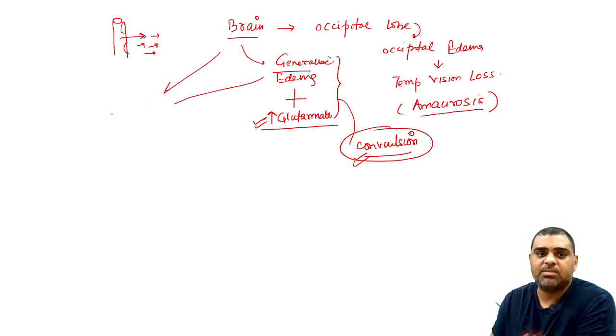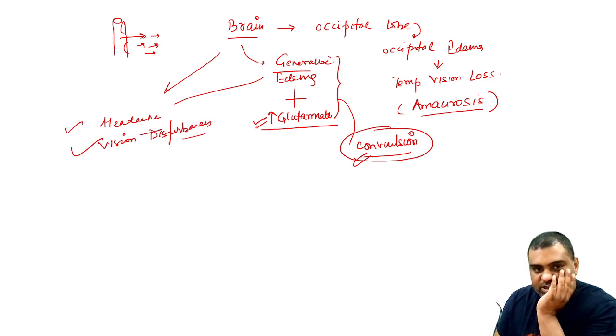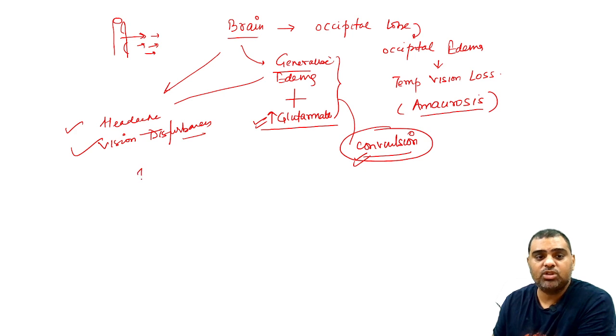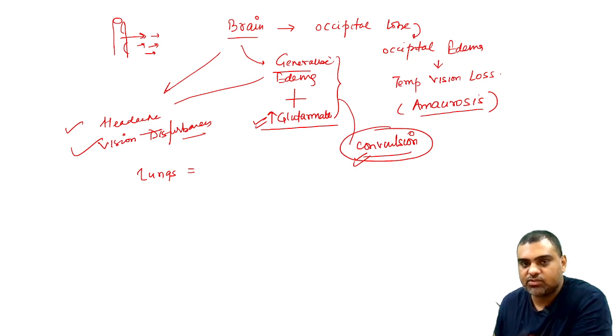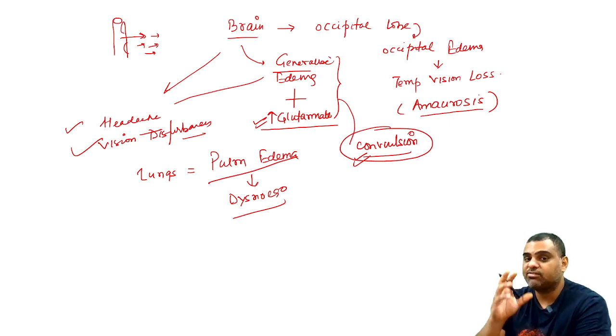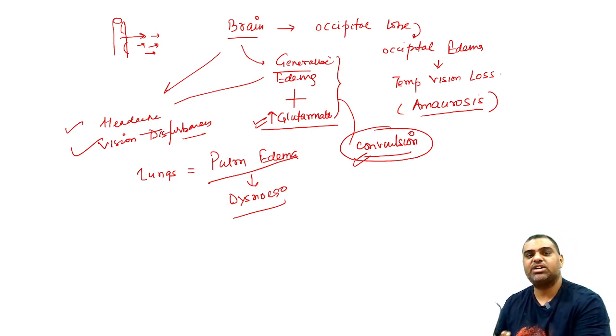Now, because of this generalized edema, there can also be headache and vision disturbance. This I have told you. So this happens in the brain. Similarly, what happens in the lungs? There can be increased extravasation of the fluid, which will lead to pulmonary edema, and that will be precipitated in the form of dyspnea. Therefore, in a preeclampsia patient, whenever there is dyspnea, the first thing that we suspect is pulmonary edema, and the cause is in front of you. Okay, so I think you understand this part.